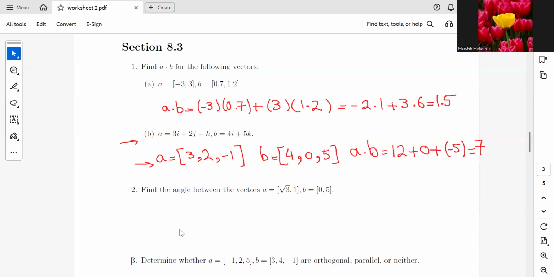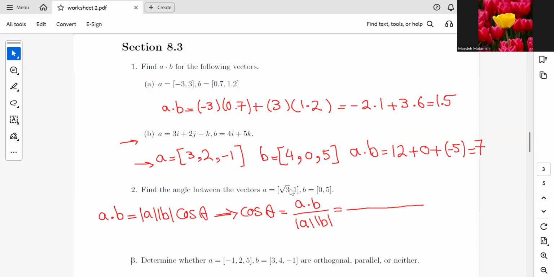Number 2 is about finding the angle between these two vectors. As we have seen before, we have another formula for the product that would be the length of A times length of B times cosine of the angle between them. So in here, we're going to find the angle, but we cannot find the angle directly. First step, we are going to find the cosine of the angle. Based on this equation, that would be A dot B over absolute value of A, absolute value of B.